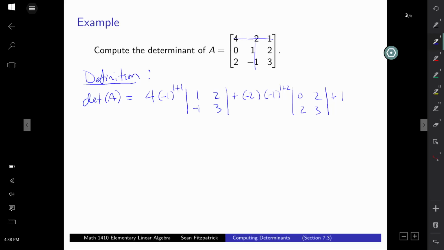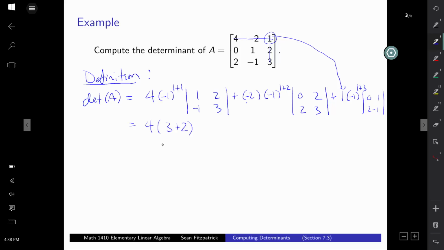And then I do 1, that's the (1,3) entry, this one here, times minus 1 to the 1 plus 3 times, can we squeeze it in? If I delete row 1, column 3, I get 0, 1, 2, minus 1. Okay, so I get 4. That's a plus sign, right? 1 plus 1 is even. And I get 3 minus minus 2, so 3 plus 2 is 5.